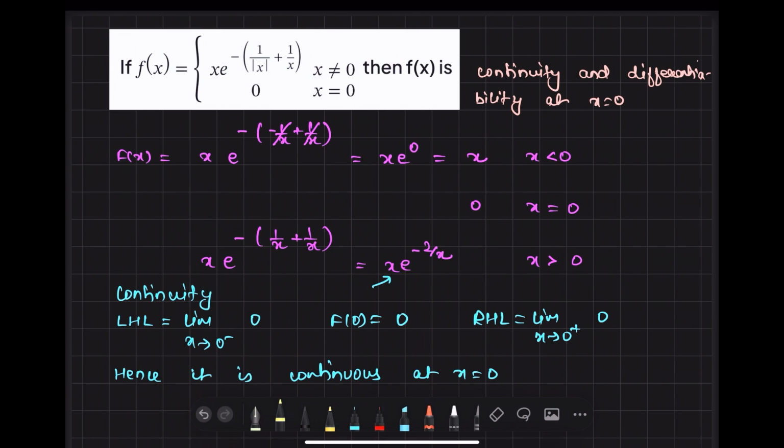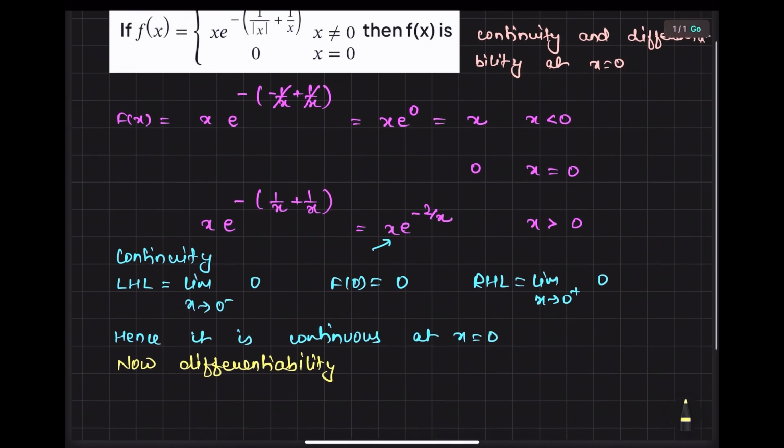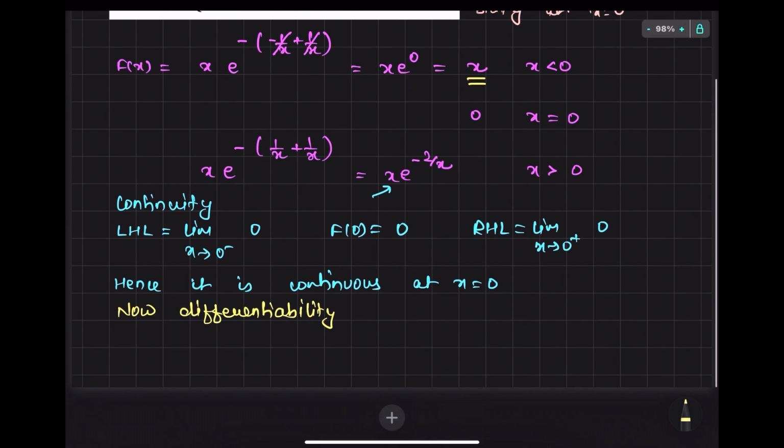I hope till this part you guys are comfortable. Now we have to think about differentiability. Okay. Now for LHD we have to differentiate this function. Okay. So LHD. So differentiation of x becomes 1. Now RHD. Okay, so first we'll do differentiation of this function and then we will substitute 0.